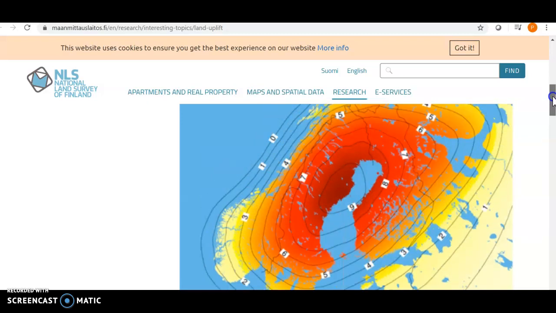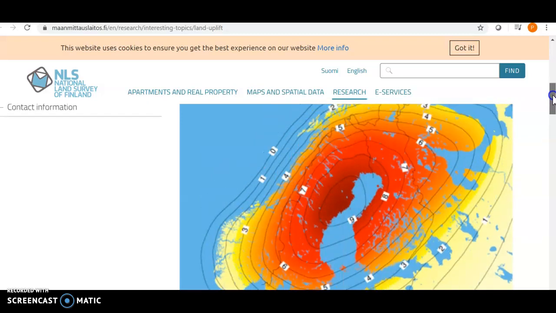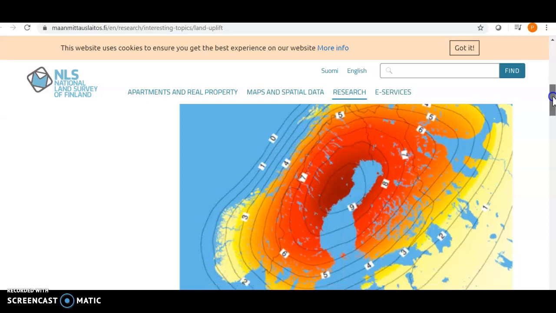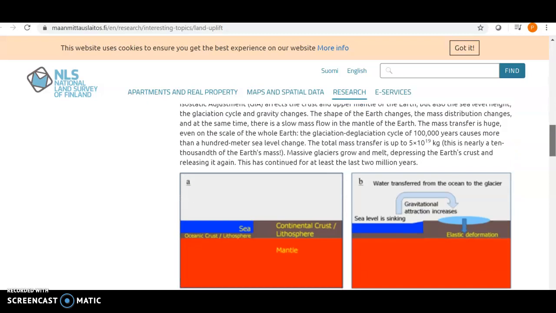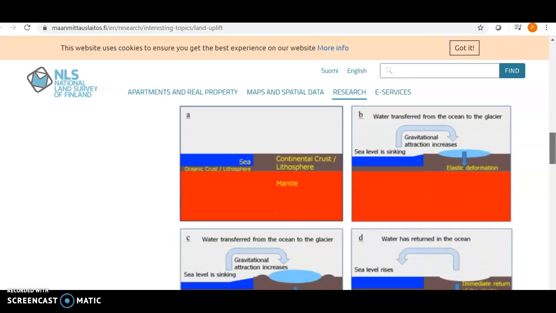Because there's some rebound that happens pretty much immediately when the ice melts, the land rises. But this is something different. It's called mantle mass flow. And here's how it works. Let's just follow A, B, C, D. Okay. So in kind of an unglaciated world, you've got the sea, you've got the continental crust here, the lithosphere, and then the more viscous mantle underneath that can flow slowly.